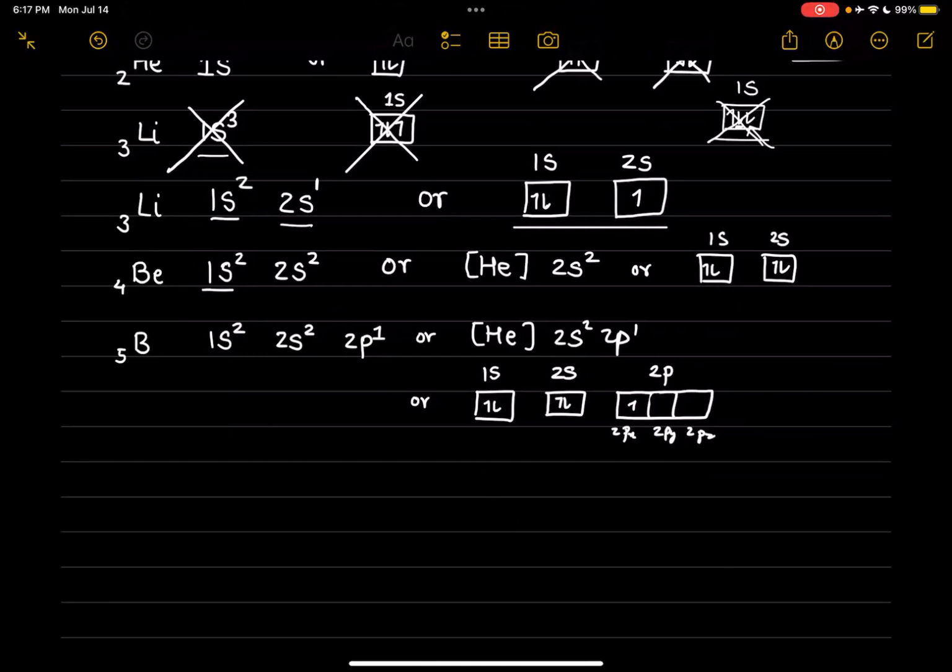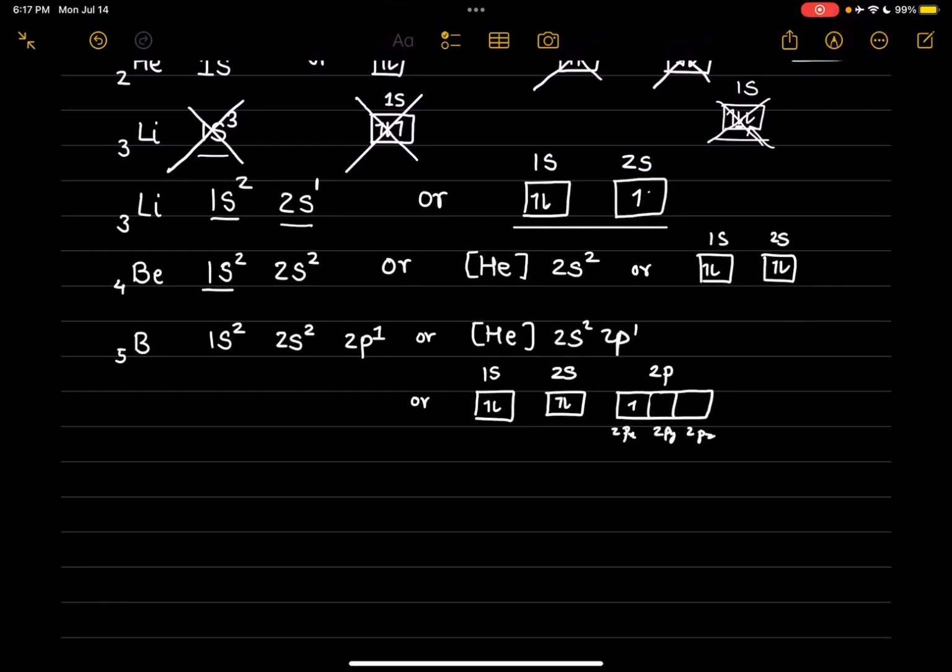Beryllium is the 4th element. There is still one space for one more electron in 2s, so I put the 4th electron in 2s. But remember, this is of opposite spin: one is spin up, clockwise, and the other is spin down. Otherwise, they are going to repel each other and are not going to be stable.